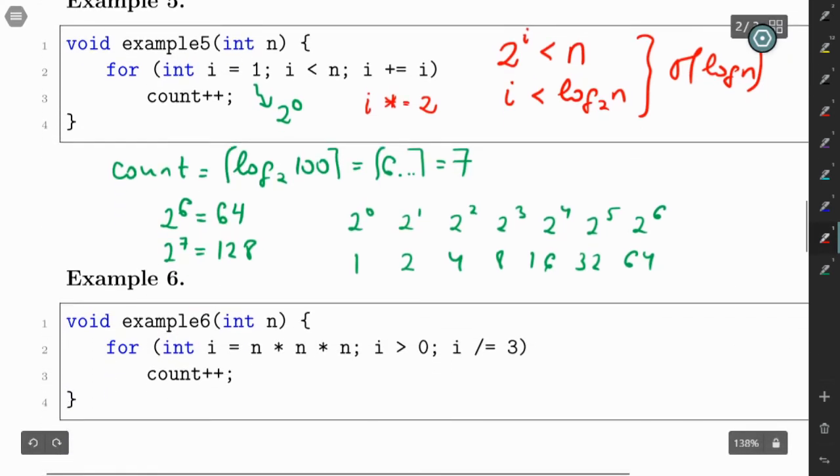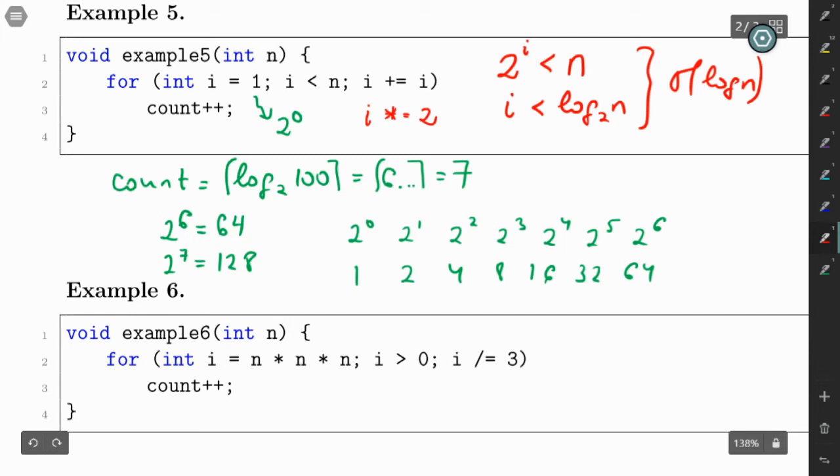In the next example, what we have is really the reverse of what we had in this example. So I purposely put them side by side because now here we are starting from a very large I and we are cutting it down by 3 on each iteration, and we go on until we hit 0.